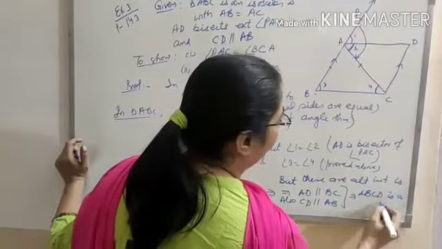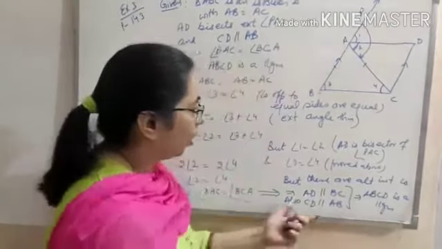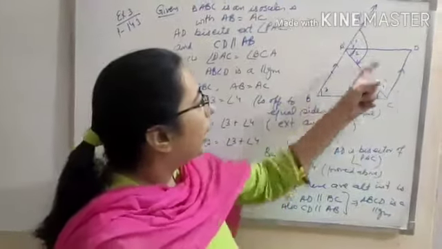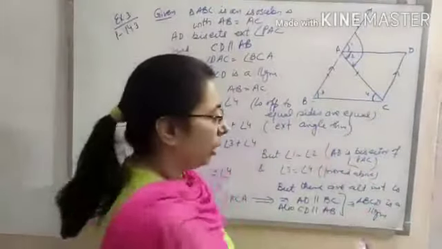This was the second part. So ABCD is a parallelogram. We have shown by proving that the opposite sides are parallel to each other.